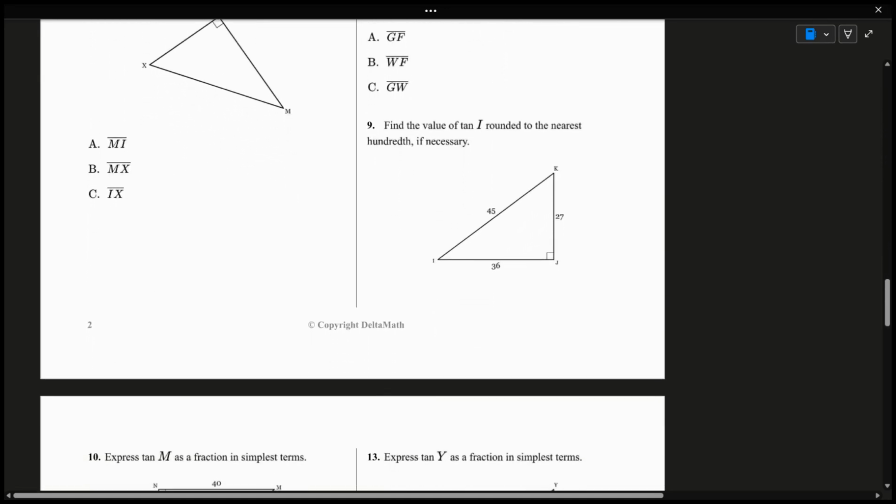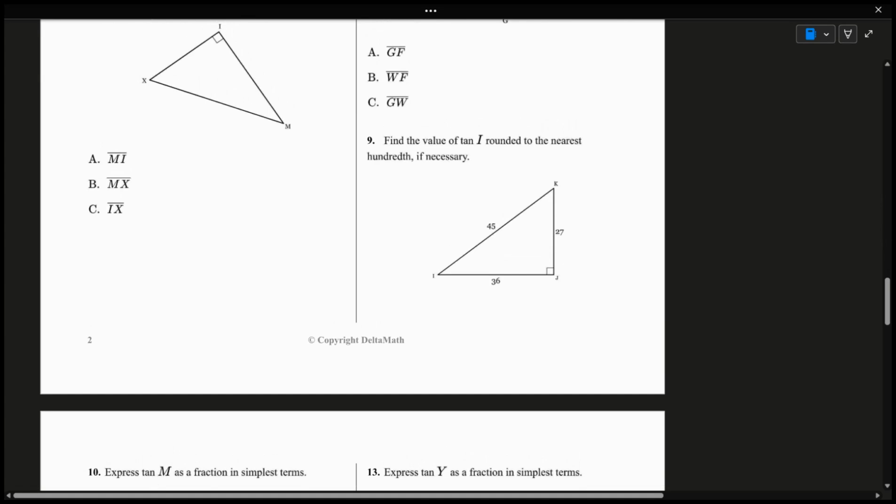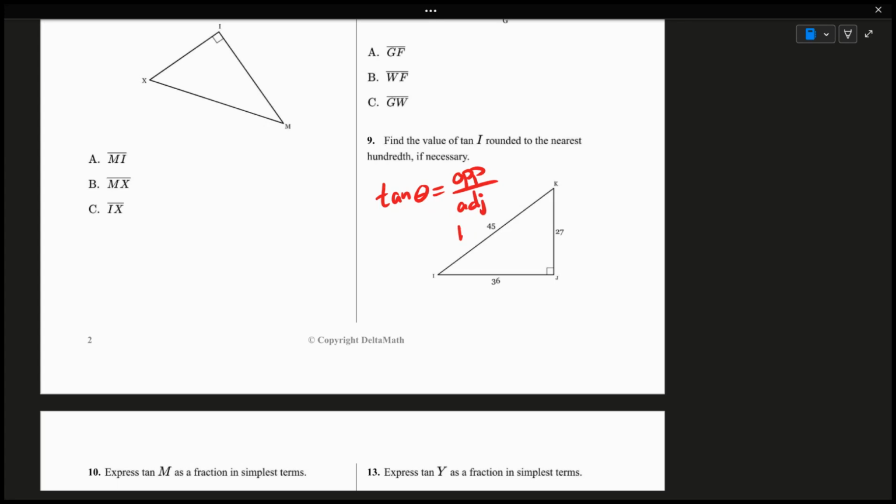Okay, find the value of the tangent of I. So you'll use SOHCAHTOA and recall that the tangent of theta is equal to opposite over adjacent. Okay, we have to plug into that rule. We know this is the hypotenuse. Relative to angle I, this becomes the opposite. This becomes the adjacent.